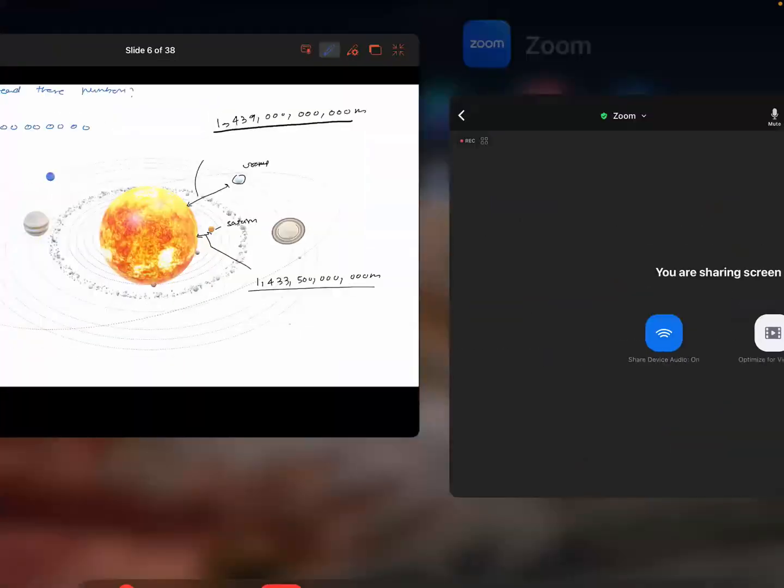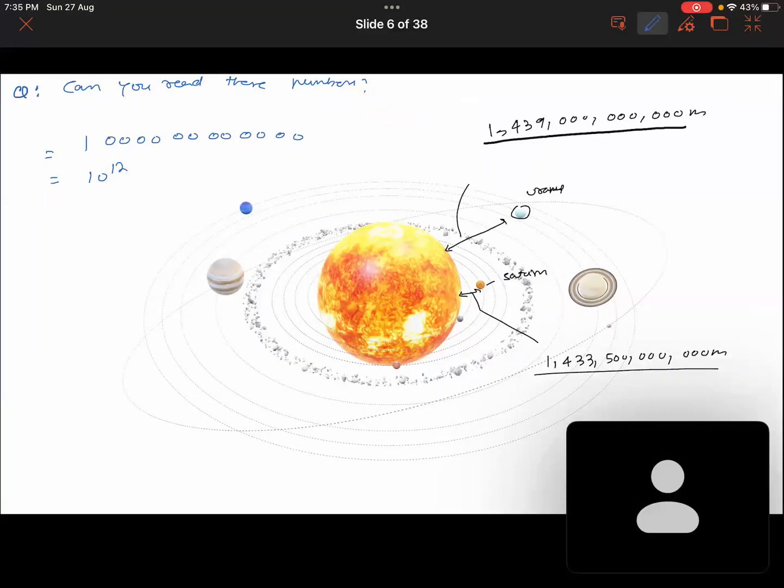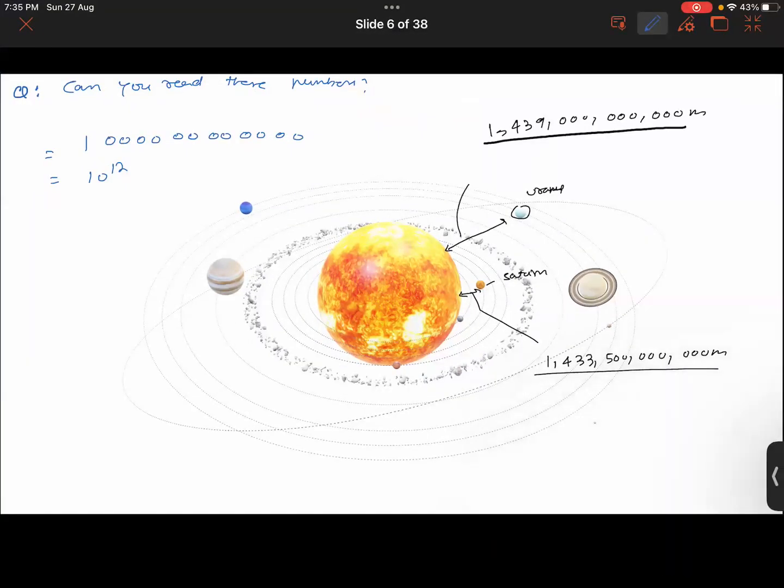It is rather easier to read the numbers in the form of exponents when we raise the number to their powers. So here we can say 10 raised to the power 12. That is basically the purpose of the chapter, exponents and power. Yes, Arhan, am I audible? Can you hear me?